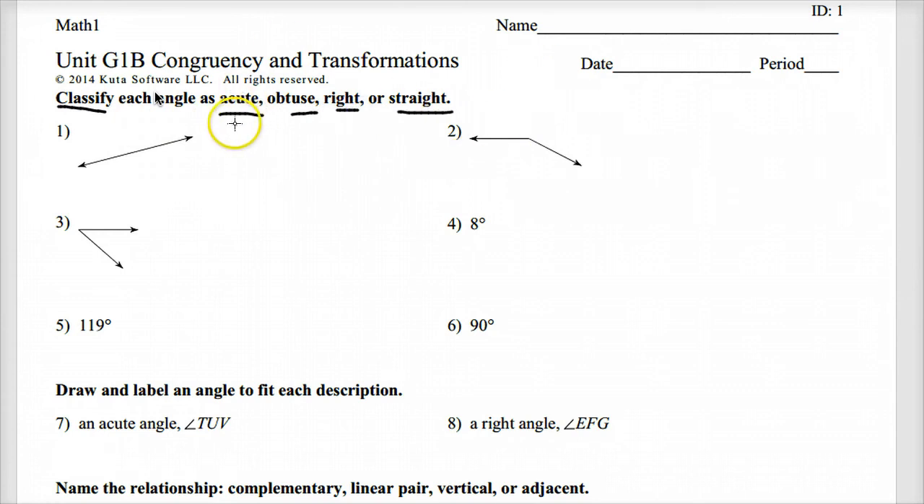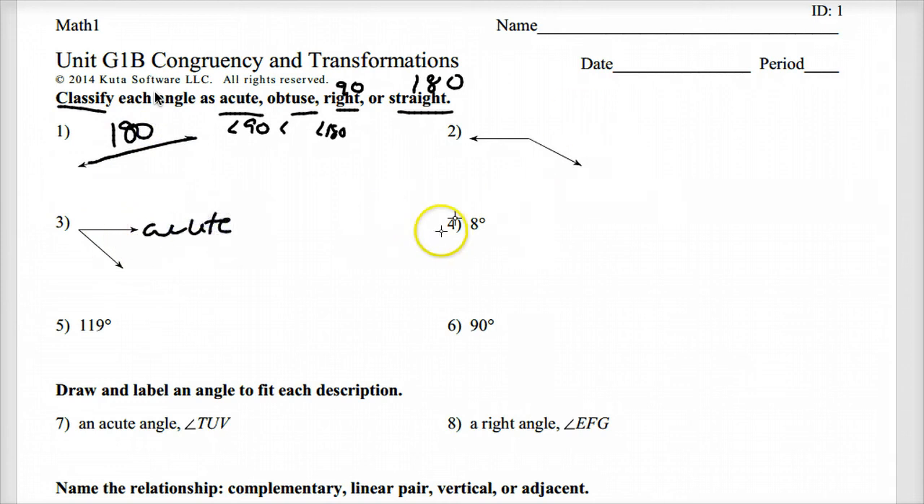Well, acute is less than 90. Obtuse is greater than 90, but between that and 180. And then right is right at 90, and then straight is 180. Okay, so let's see what we got. Hey, this straight line, 180. Hey, that's acute. These are like a piece of cake. These ones should be real straightforward.